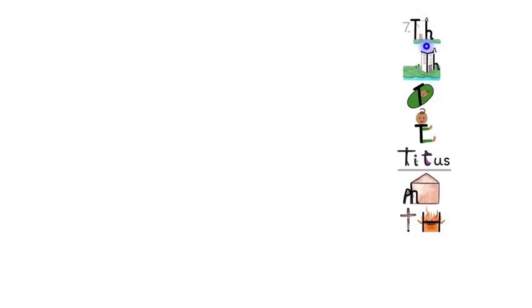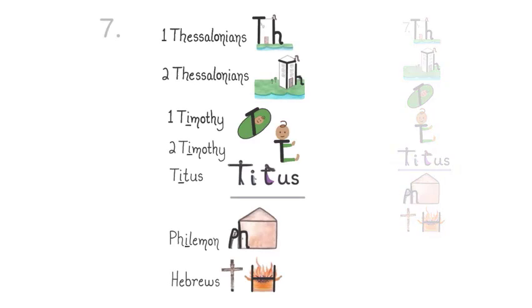First Thessalonians, Second Thessalonians, First Timothy, Second Timothy, Titus, Philemon, Hebrews. What are the connectors, numbers, and phrases for Section 7?